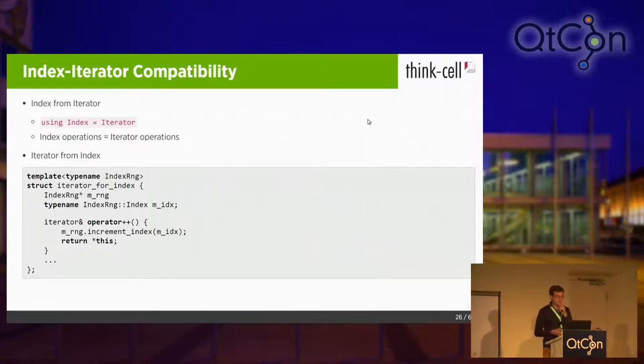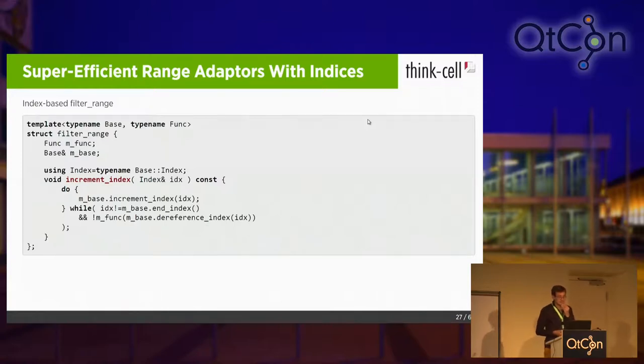Okay, so how does that help us to solve our problem? Here's an example of a filter range implemented using this concept. So you have the filter range with a function, the filter function, and a reference to the base range. You don't store begin and end iterators directly anymore, but you store a reference to the base range. And you say, okay, my index type is actually the base index type. There's no difference in types. So it's kind of like, well, the filter needs the underlying vector iterator to increment, but it doesn't need much else. That's the essential piece of information.